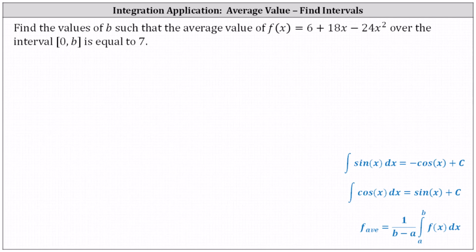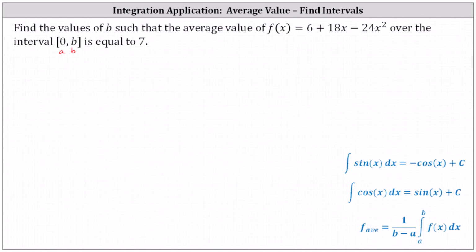We want to find the values of b such that the average value of the given function over the closed interval from 0 to b is equal to 7. Recall the average value formula is shown below as f sub average, where f sub average is the average function value over the closed interval from a to b. Notice in our case, we have a equals 0 and b equals b. And in this case, we know the average value equals 7.